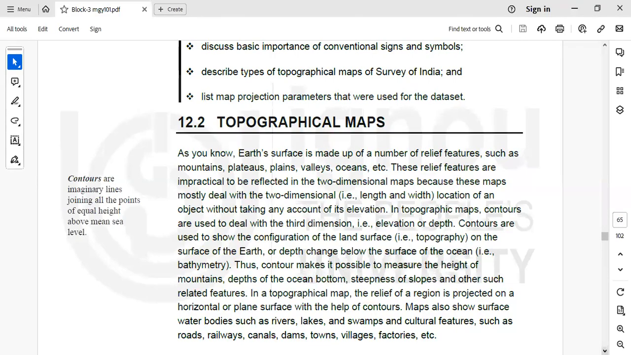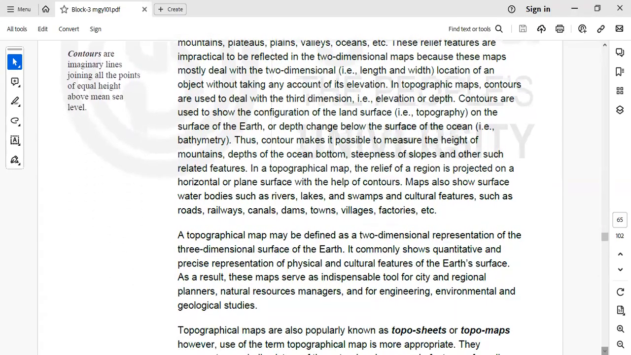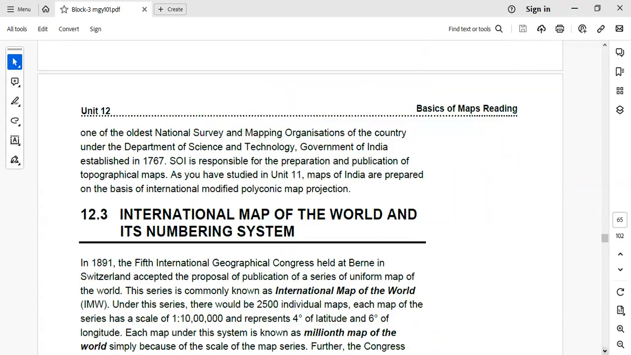So in topographical maps, we use the contour to represent the third dimension, that is the elevation. What are the contours? Contours are nothing but imaginary lines, like the latitudes and longitudes. The contours join all the points of equal height above the mean sea level. So this is the definition of the contours, and the contours are used to represent the height above the mean sea level.